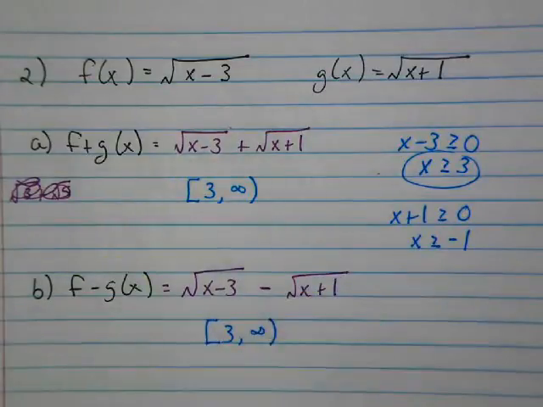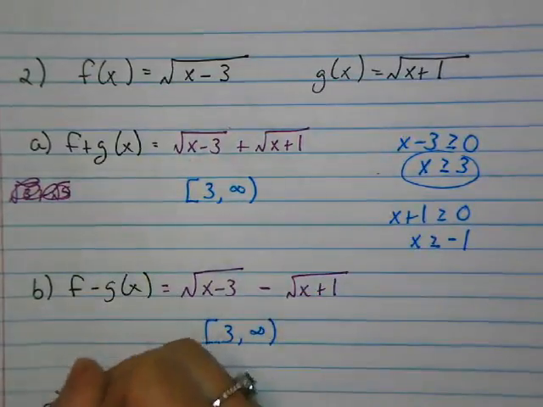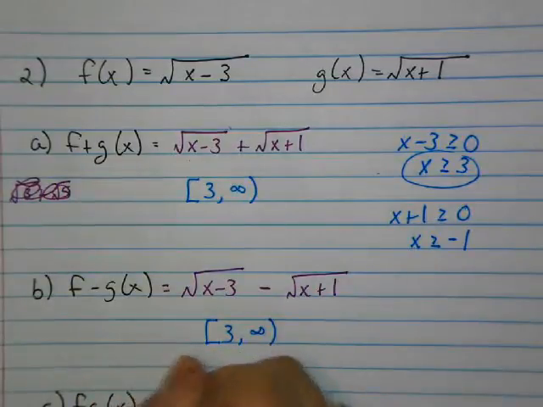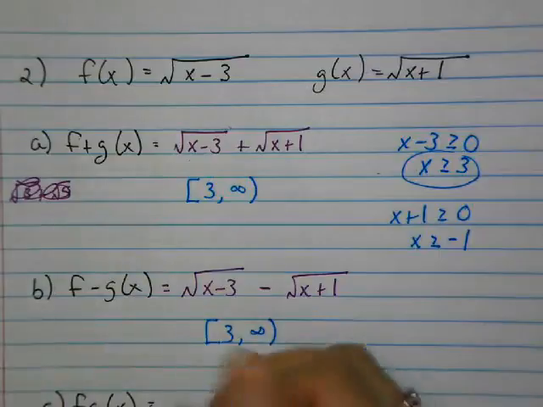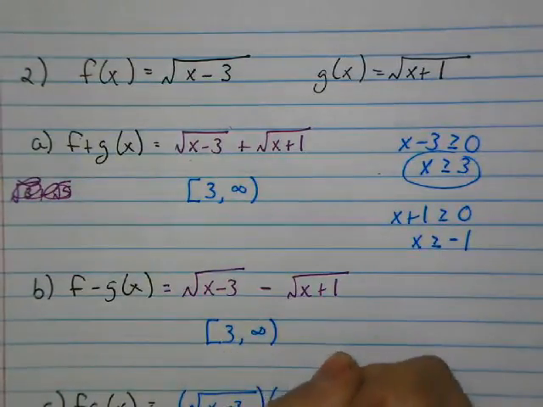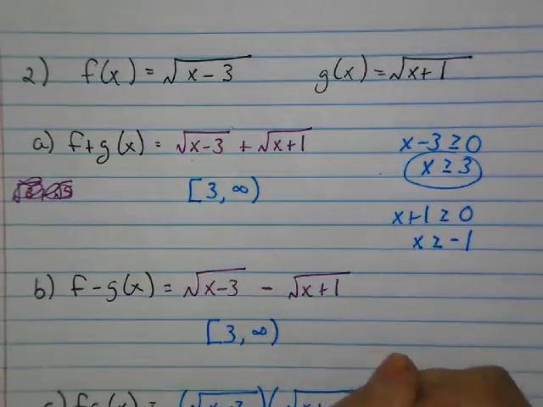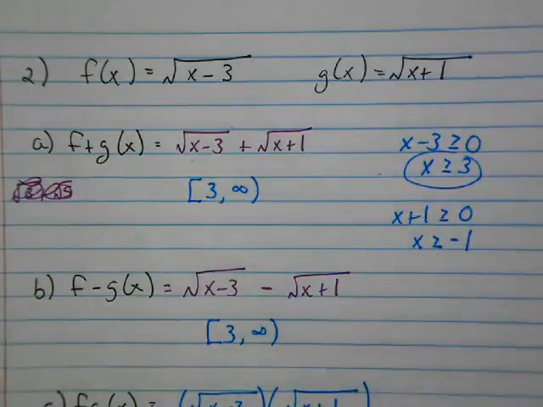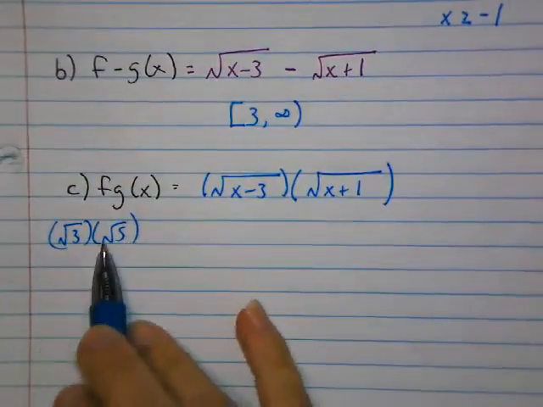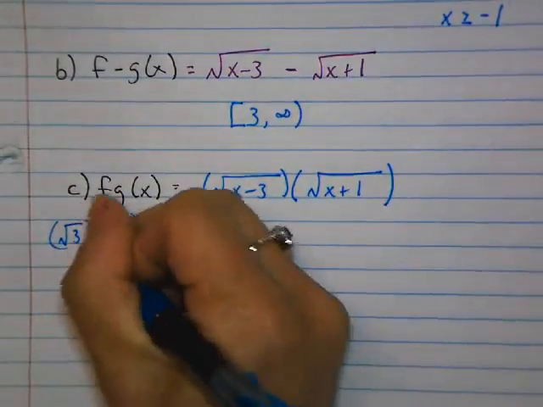Alright, let's try f times g. So it's going to be function f, the square root of x minus 3, times the square root of x plus 1. Now, could you do the square root of 3 times the square root of 5? Well, let's see. You can't see a thing that I've just done. There we go. So can you multiply those? You couldn't add them, but you can multiply them and get the square root of 15. So I multiply the terms and they stay underneath the radical.